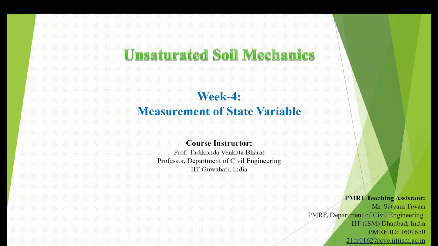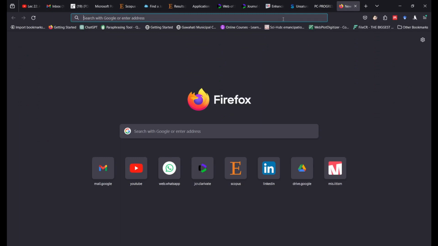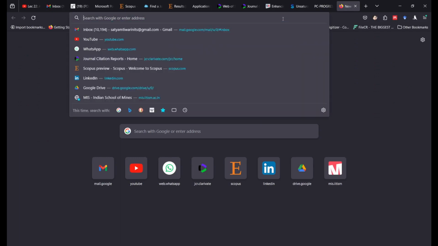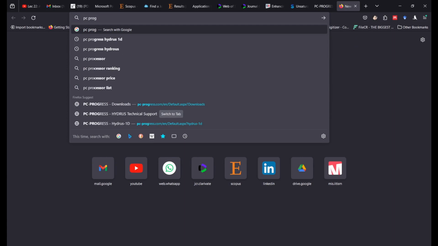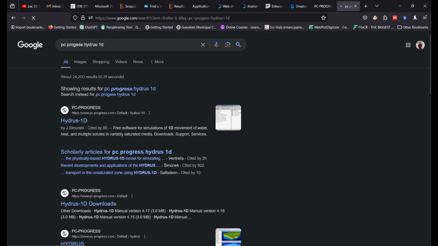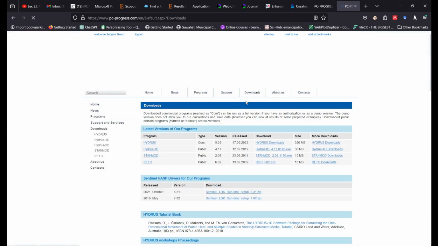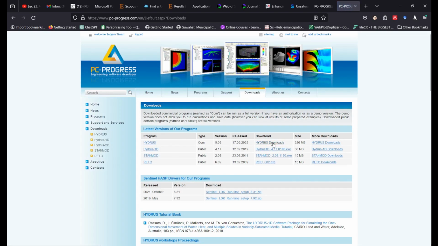And this has been made by the same developers as the RETC software, which we studied in one of the lectures, right? So let me first show how you can get this software. For getting Hydrus 1D, you can just go to the PC Progress website and write Hydrus 1D there. Then this link will open. You can open the link and go into the download option. You can download the latest version of the Hydrus software here. After downloading, just extract it and it's an easy install.